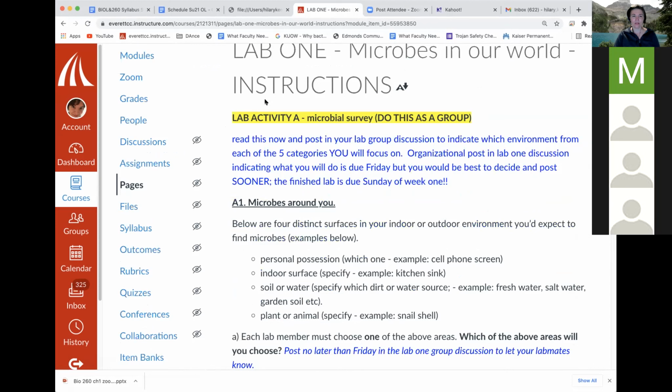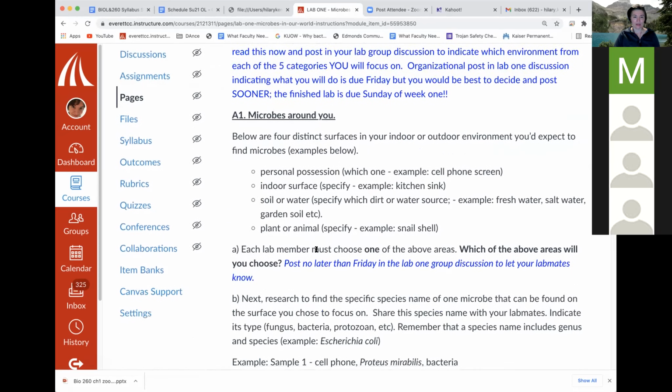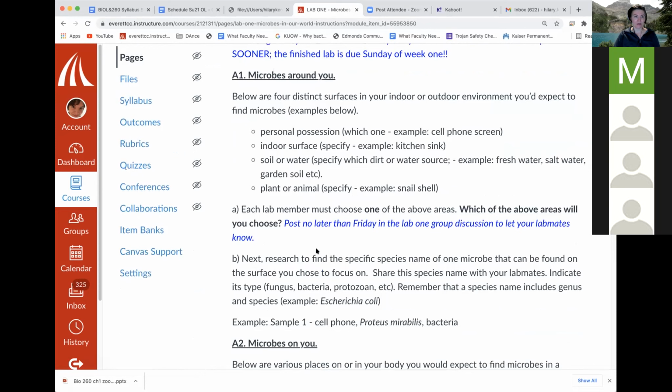Okay. So this first part, which is a research microbial survey, you're going to do with your lab partners. There are different environments that you're going to research. You are going to look up a species that's in a particular location, like something that's growing on a plant or animal, or in soil or water, or on some kind of surface in your home, or something you'd expect to find on a personal possession. You're just going to choose one of these areas. Then in the group discussion, you're going to say which of those areas you're going to look at, and other people will look at different places.